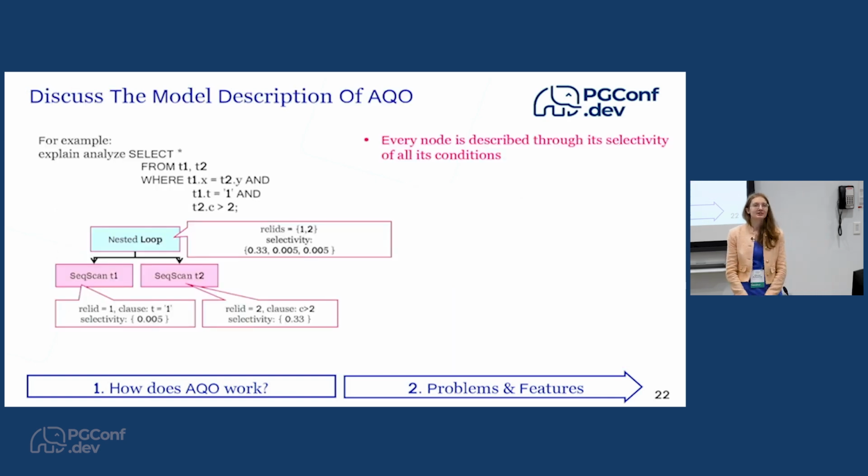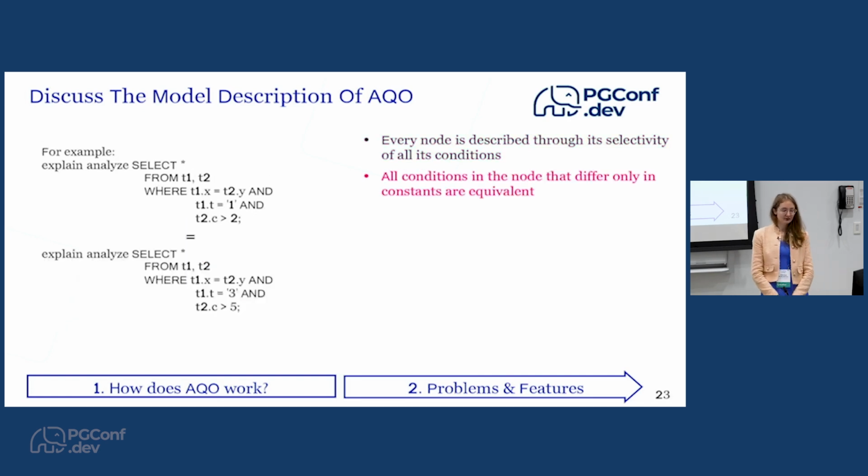Let's discuss the model description of AQO. Every node is described through cardinality and selectivity information. I think it's obvious, but at the same time, we need to store information about relation ID and clauses. You can see an example on the left of the slide where we describe 3 nodes, a nested loop and 2 sequence scans, and we determine information about them like relation IDs, selectivities, and clauses.